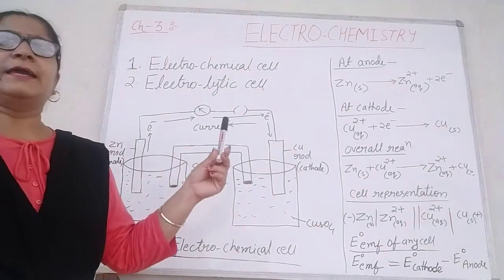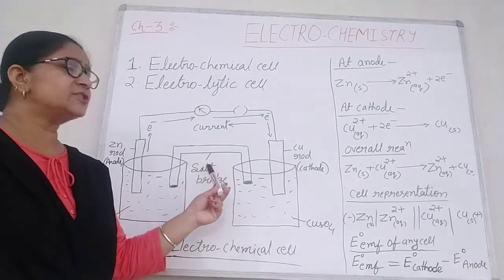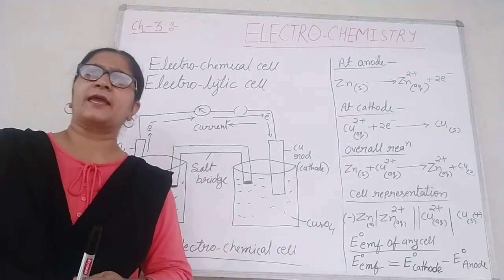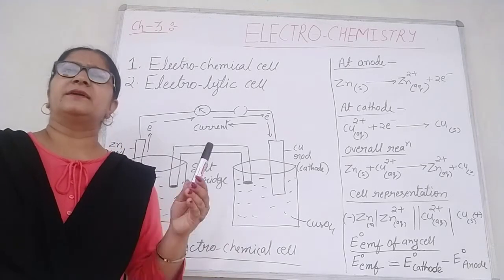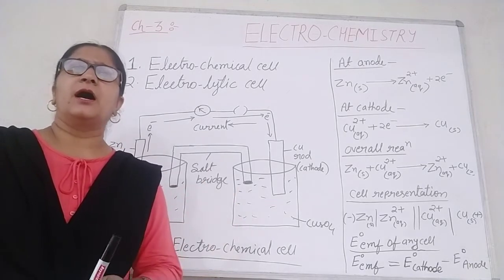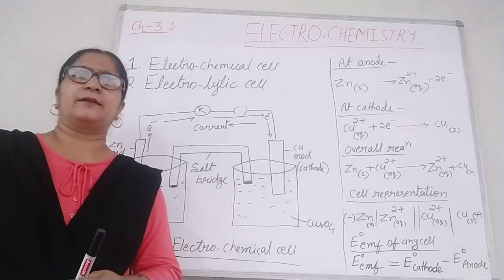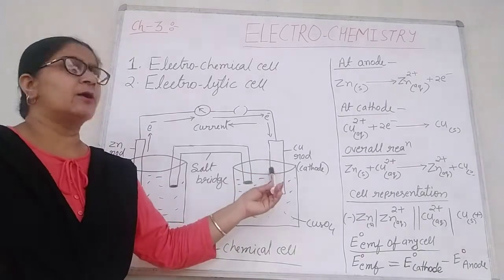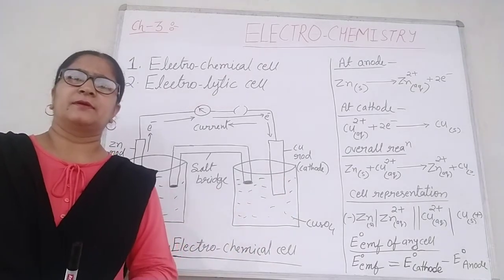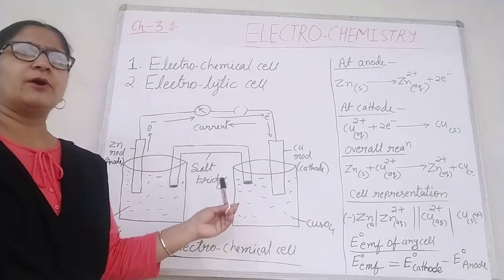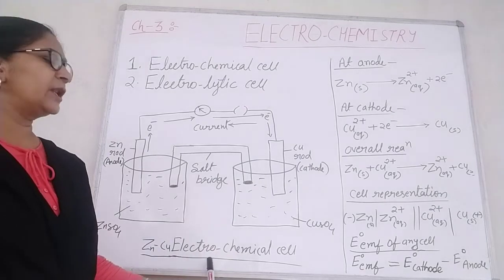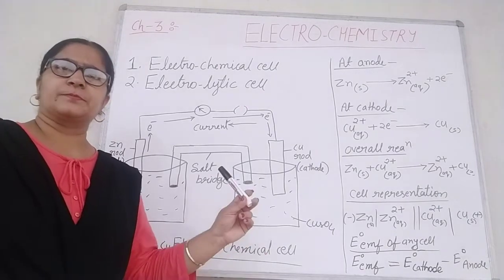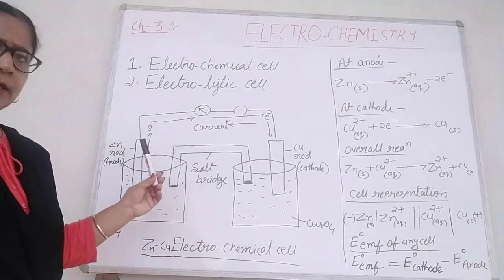Electrochemical cell is the device in which redox reaction is carried out and the decrease in free energy appears as electrical energy. It is also known as galvanic cell or voltaic cell. Let us take an example of zinc copper electrochemical cell.